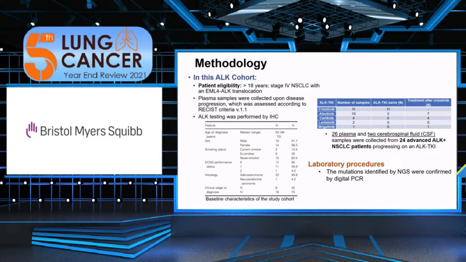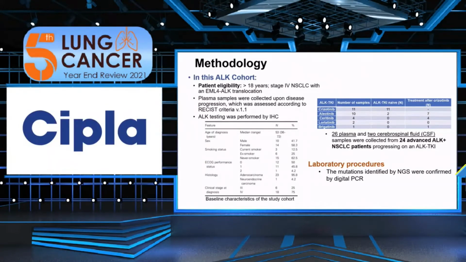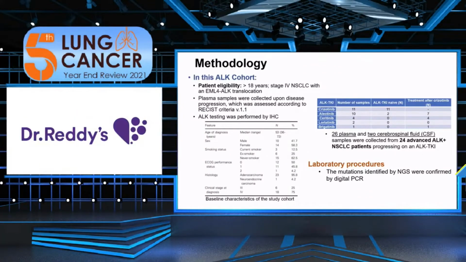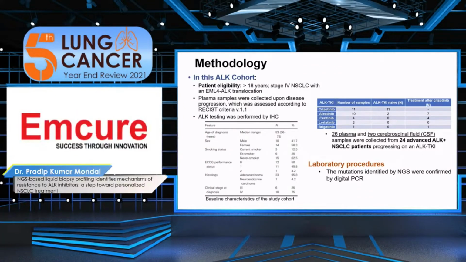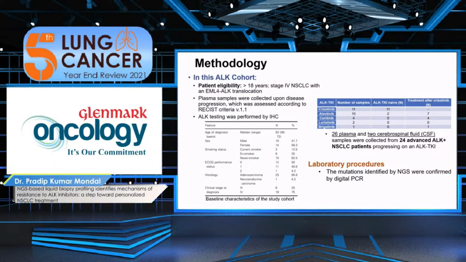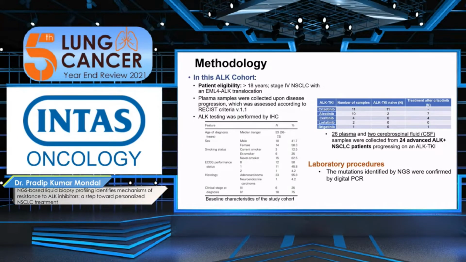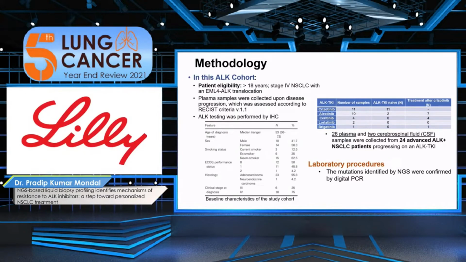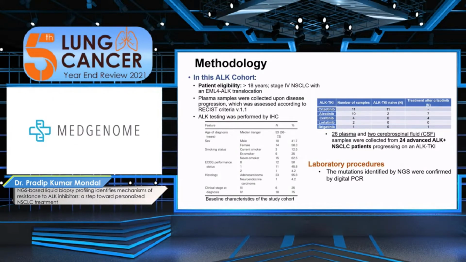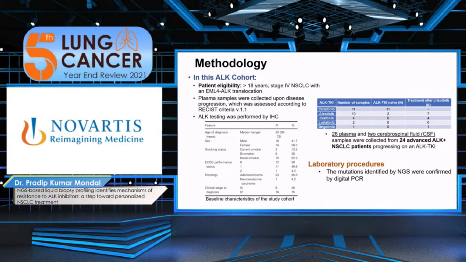So in this study, in the ALK cohort, patient eligibility was more than 18 years, stage 4 advanced non-small cell lung cancer patients who are ALK translocation positive. Plasma samples were collected upon disease progression, which was assessed according to the RECIST criteria. 26 plasma and 2 cerebrospinal fluid samples were collected from 24 advanced ALK positive NSCLC patients who had progressed on different ALK TKIs. The mutations identified by NGS were confirmed by digital PCR.